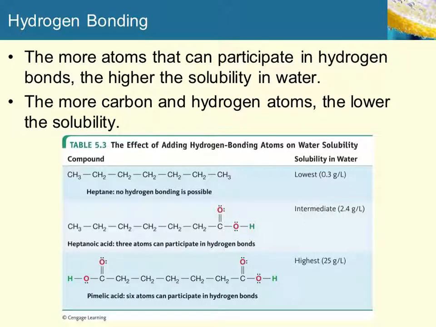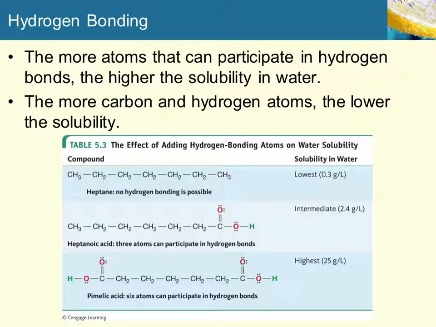So the more atoms that you have available that can participate in hydrogen bonds, that polar bonding, the higher the solubility in water. The more carbon and hydrogen atoms, however, so that nonpolar region, that very symmetrical area, the lower the solubility. So just rendering molecule size, and comparing a low carbon number chain to a high number carbon chain tells us a lot about how soluble it is.